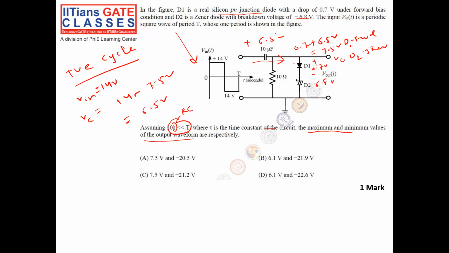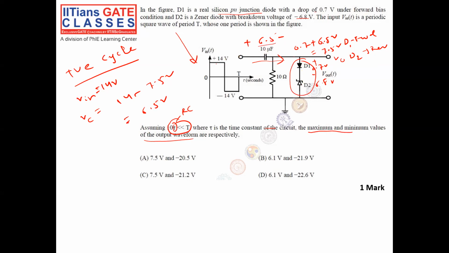Since the output voltage cannot go beyond 7.5 volt, or it is restricting my output to 7.5 volt, that's why my capacitor will charge to 14 minus 7.5. If this would not have been there, the constraint of output going to 7.5 volt would not have been there, then my capacitor would be charging to input completely to 14 volt. But because of the constraint of the output, my capacitor cannot charge beyond 6.5 volt.